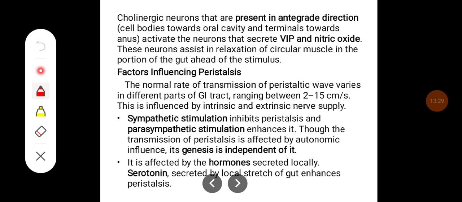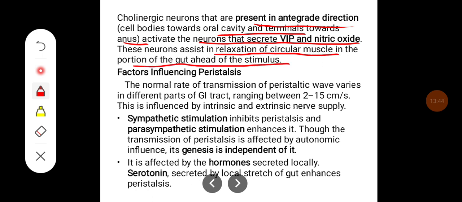Cholinergic neurons that are present in antegrade direction, cell bodies towards oral cavity and terminal towards anus, activate the neurons that secrete VIP and nitric oxide. These neurons assist in relaxation of the circular muscle in the portion of the gut ahead of the stimulus.